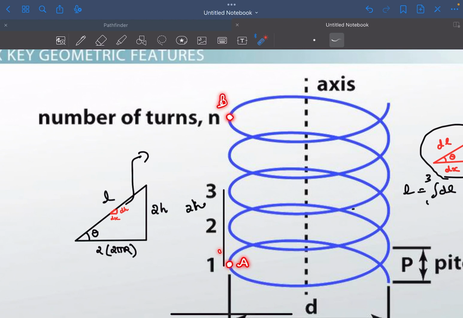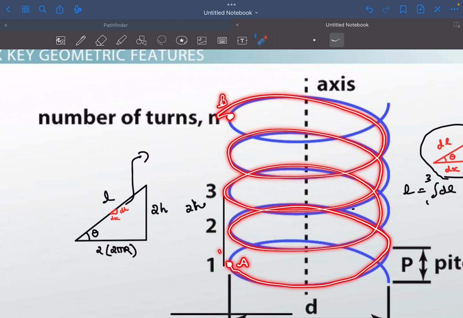There is an ant who wants to go from point A to point B, and we want to find out the time that the ant takes, and it can only travel along the helix. So for that, we need the path length AB, right? So the ant will start traveling something like this. How many oscillations did it complete? It completed 4 oscillations, right?